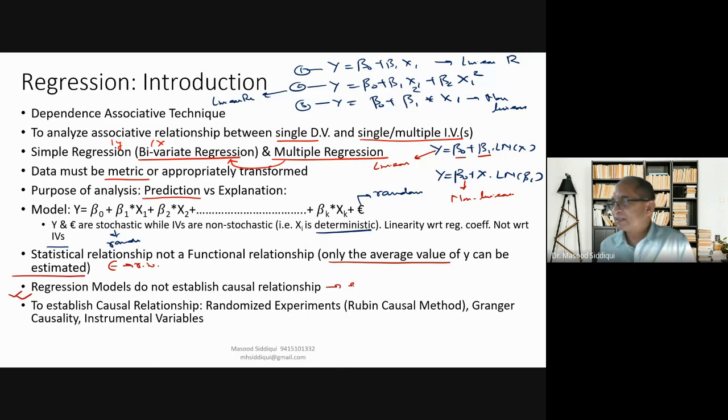It establishes only the associative relationship. That may be caused, that may not be caused. It establishes only the associative relationship, right? So it actually provides only the necessary condition, but not the sufficient condition. That's why, in order to establish causal relation, we go for experimental research design.